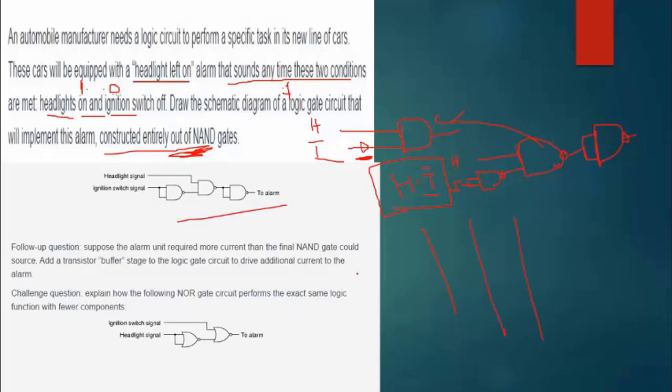Njia nyingine ni kwa kuchora truth table. Sawa? Tuna input ya ignition na headlight on na alarm. Sawa? Kwa we have 0 0 1 1 0 1 0 1. Sisi tunataka huku 1 when head is on na ignition ikiwa off. Kwa head ikiwa 1, ignition ikiwa off, tunapata 1. Maana otherwise hizi zingine zote zinabaki 0. Kwa tukitumia 1 tunajoin kwa AND.